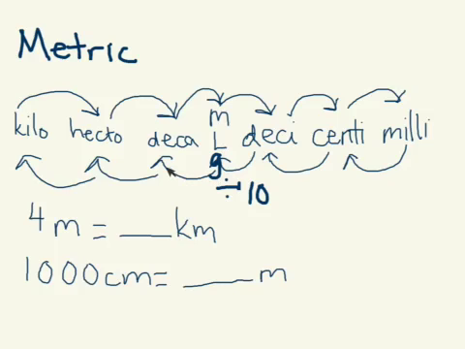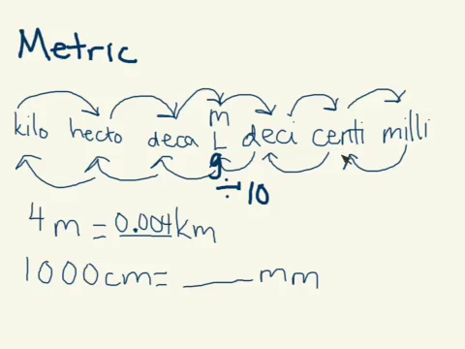4 divided by 10 is 4/10. Divided by 10 more is 4/100. Divided by 10 more is 4/1000. If I were to write that in decimal form, I would need to first write a 0 and then a decimal. Remember, we're going to thousandths. That would be 0.004 kilometers.